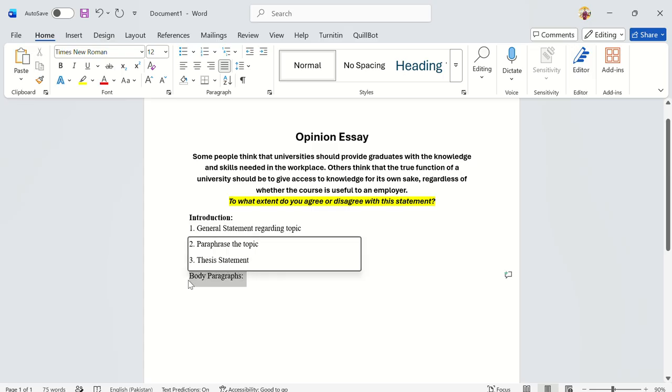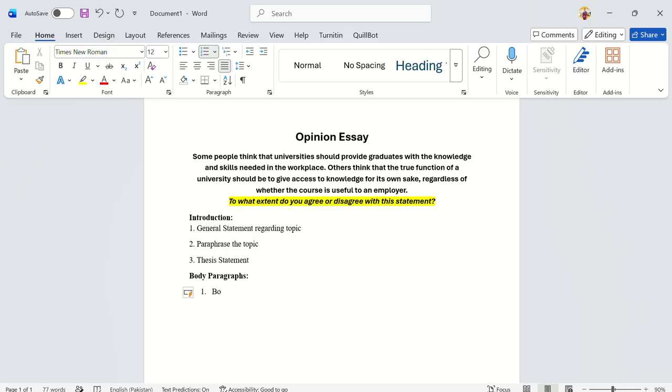Okay, the next part after the introduction is the body paragraphs. In the body paragraphs, first of all, you have to write body paragraph one, then body paragraph 2, and then body paragraph 3. Okay, these three body paragraphs you have to write.